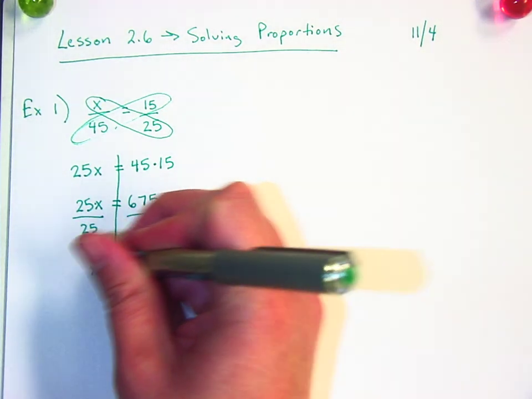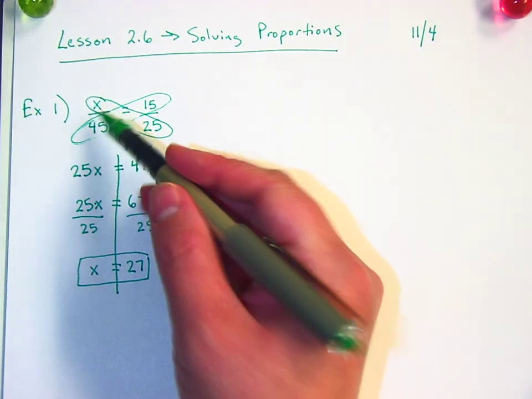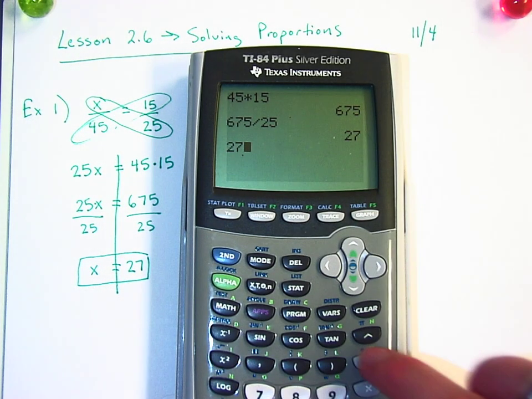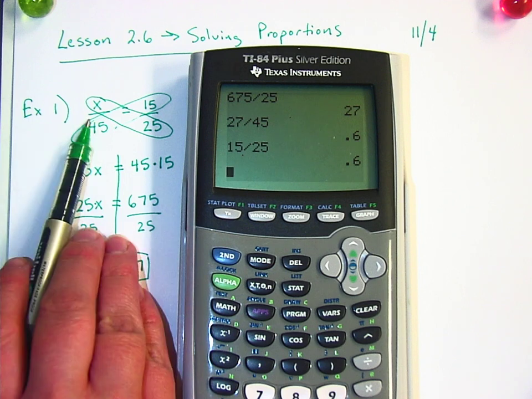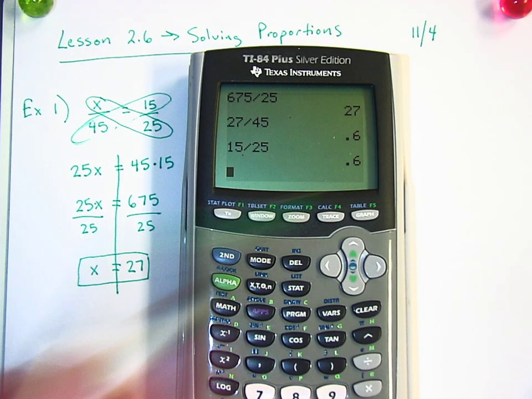By the way, remember that you can always plug this back in. When you finish, you could say, okay, what is 27 divided by 45? Well, that is 0.6, and then if I put 15 divided by 25 in my calculator, I see that's also 0.6. So either side is 0.6, so I must be right.